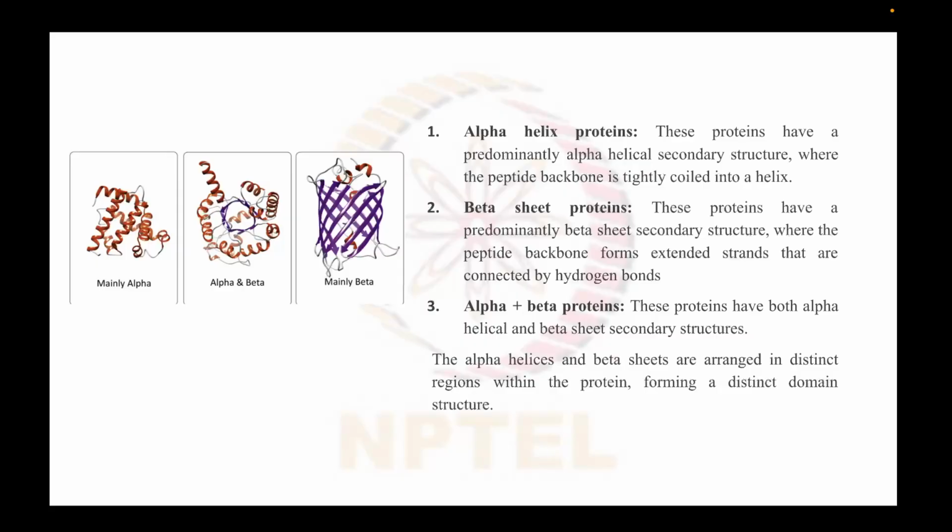So alpha helix proteins have a predominantly alpha helical secondary structure where the protein peptide backbone is tightly coiled into a helix. Examples are keratins and myoglobin. Then we have beta sheet proteins. These proteins have a predominantly beta sheet secondary structure where the protein peptide backbone forms extended strands that are connected by hydrogen bonds.